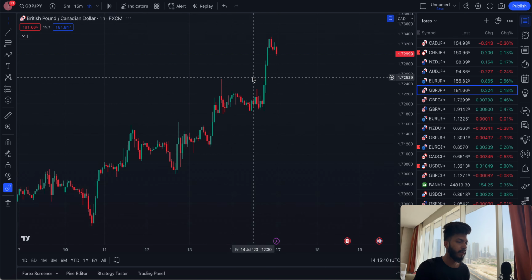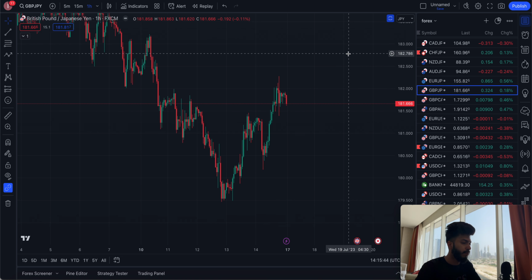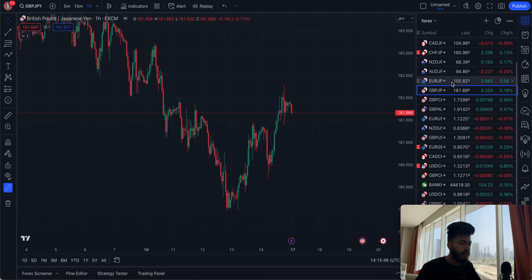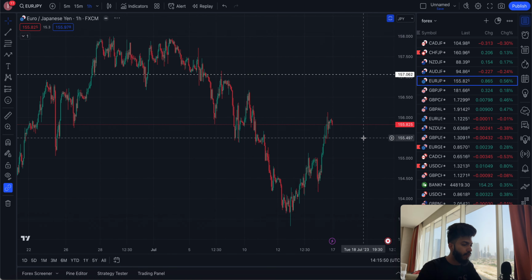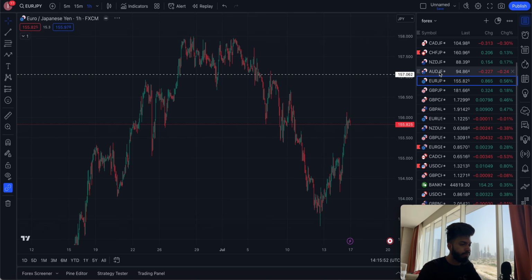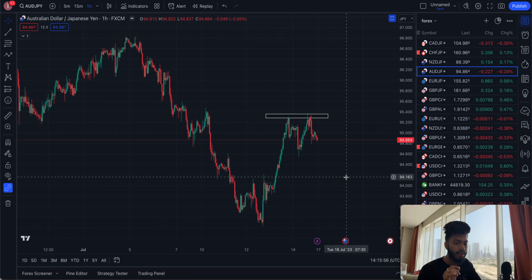GBP AUD, GBP CAD, no trades. GBP JPY is forming some inverted head and shoulders, but that too is distorted. We have Euro GBP, not much significant. AUD JPY.